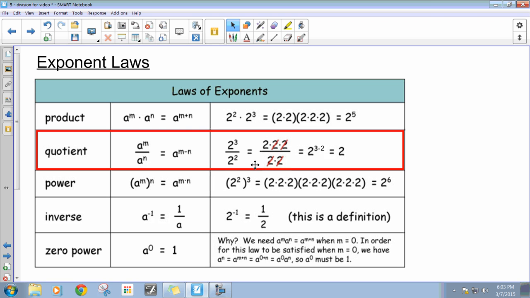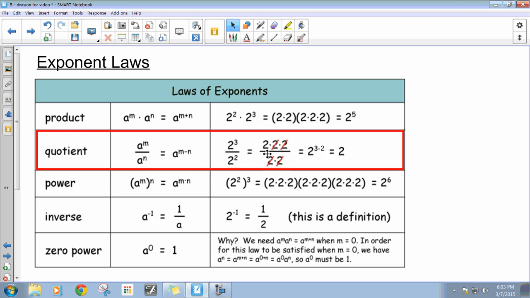When I rewrite that in long form, 2 to the power of 3 means that I have 2 times 2 times 2. 2 squared is simply 2 of the 2's. I can then cancel a 2 off the top and a 2 off the bottom, a 2 off the numerator, a 2 off the denominator. Once I've canceled those, I only have one single 2 left in the numerator.